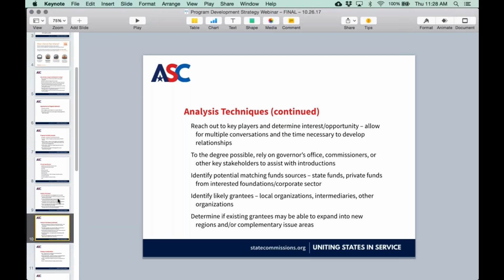And then to the last point there, can existing grantees expand into new regions or a complementary issue area to what they're already doing? Again, they have the infrastructure in place. They understand what it takes to run an AmeriCorps program. Can they assist you in going into those new areas or potentially doing programming in areas that are slightly different, but definitely complementary to the work that they do already? So those are some thoughts about analysis techniques that you may want to consider.